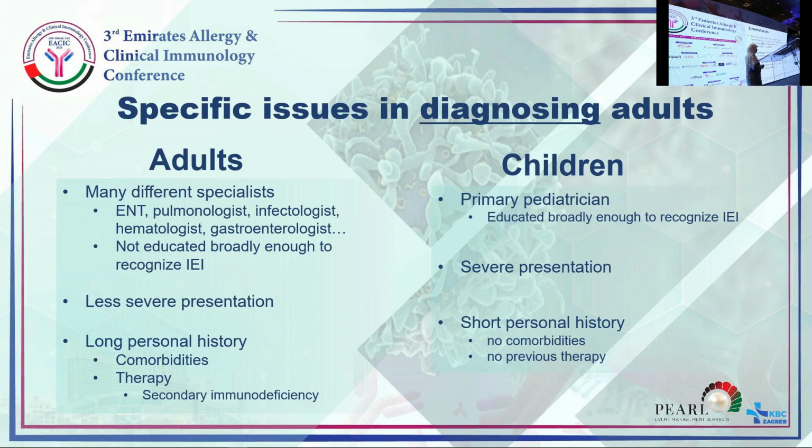Whereas in children, usually these patients are seen by a primary pediatrician, and pediatricians are a bit more sensitized to think about genetic causes of some diseases. When dealing with adults, we usually don't think about genetic causes in general. Also, another issue is that adult patients usually have a less severe presentation, so that's why they may pass under the radar for a very long time, whereas children, of course, depending on the genetic defect, usually have a more severe presentation. So it's something that alarms medical doctors to think about these diseases.